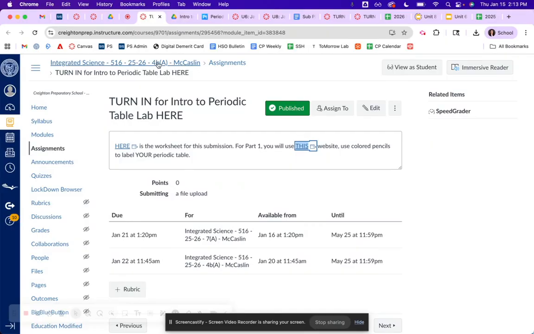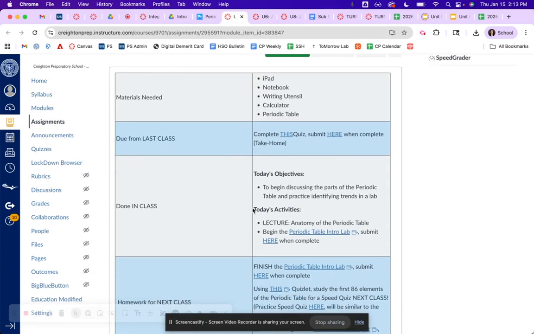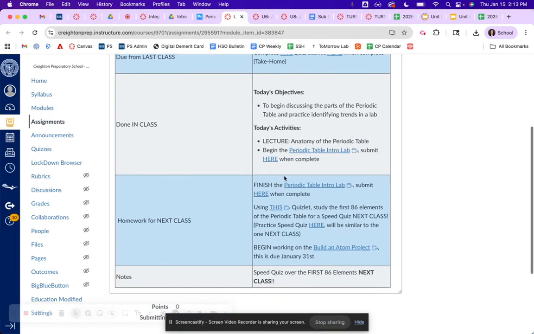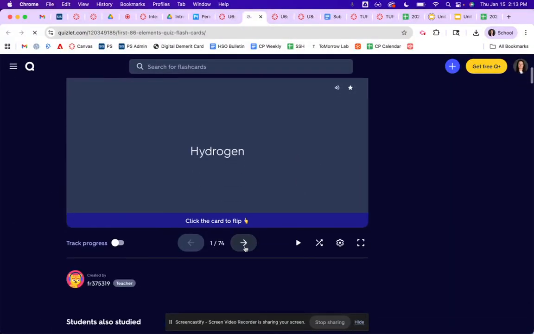Now, the other thing I want to talk about is the other piece of homework that you are going to have. So let me get back to our assignment. Next class, we are going to have what is called the speed quiz. And the speed quiz is going to be about the first 86 elements. And what you are going to do is use this Quizlet, but I also have a practice test for you to take.